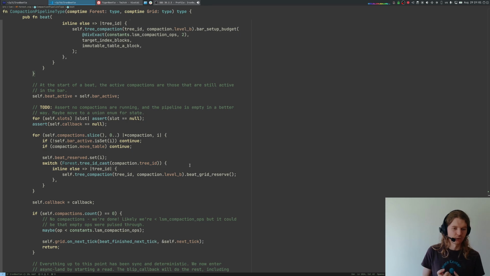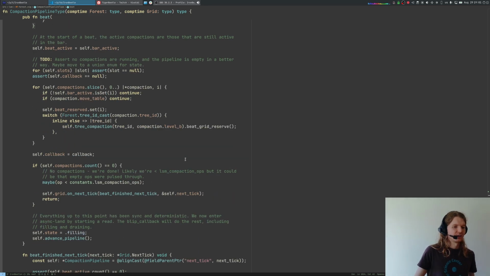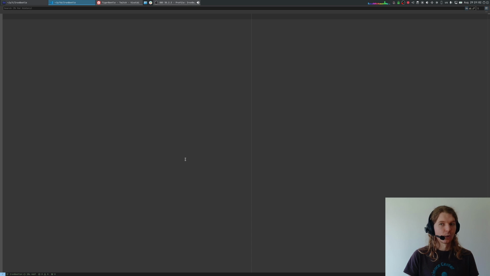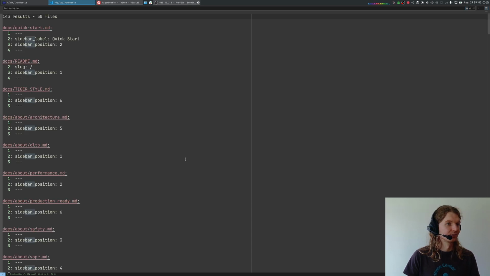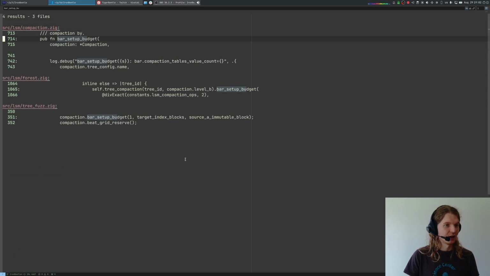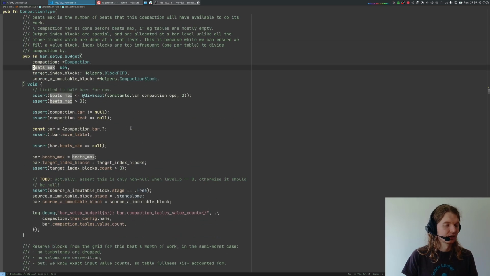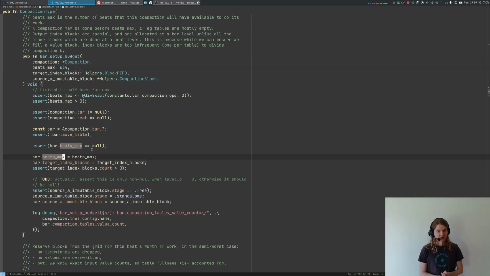And our task for the next couple of episodes is to somehow spread this compaction work over half bar, which I was hoping that this bar setup budget would actually explain how to do, but it seems that it just assigns things. But we'll definitely figure this out later.